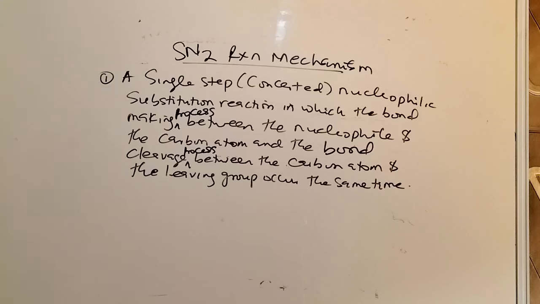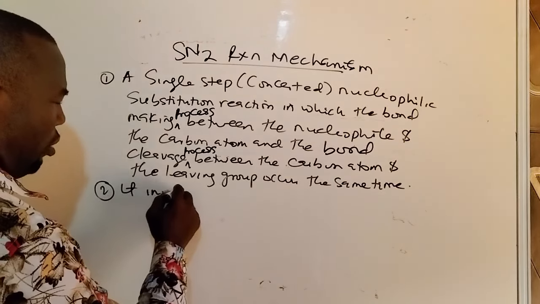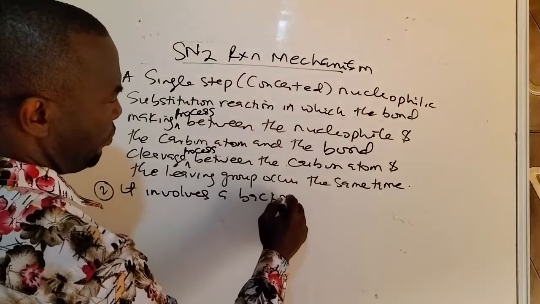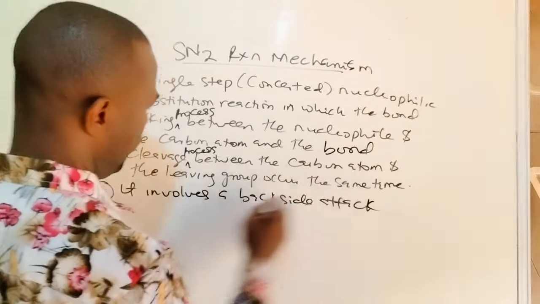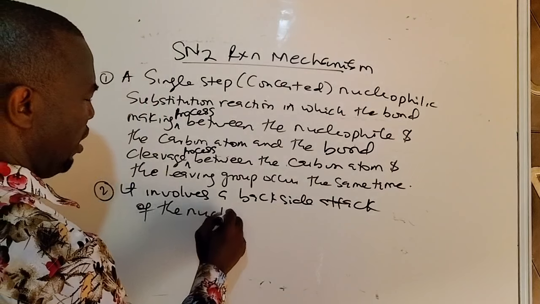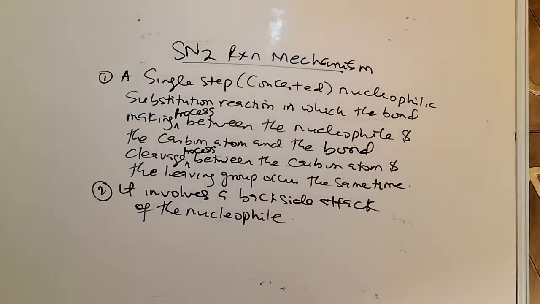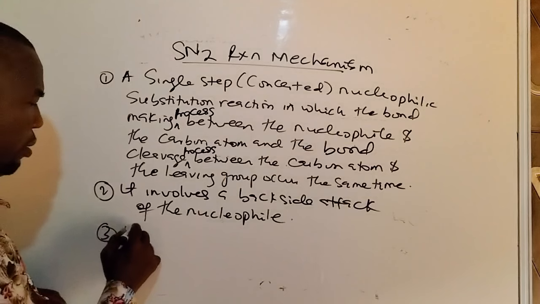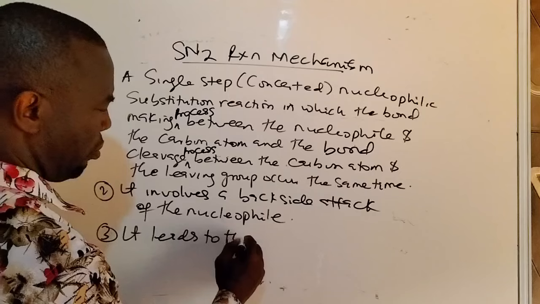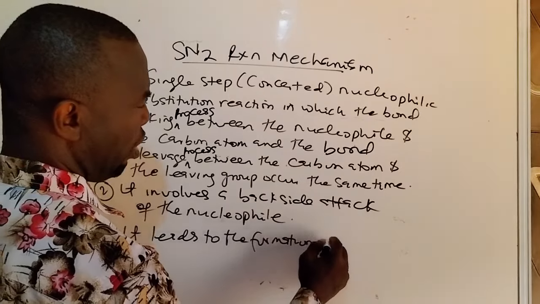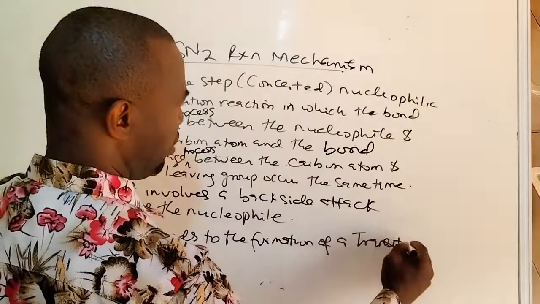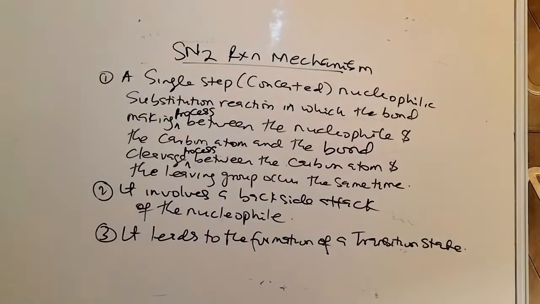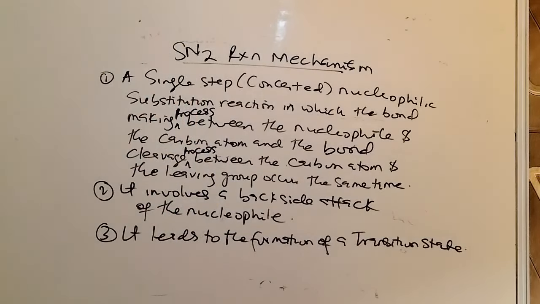So that is it. The second point we should know is that it involves what we call a backside attack of the nucleophile. So in this reaction, the nucleophile attacks the carbon from the back, or from the rear. So it involves a backside attack of the nucleophile on the carbon atom. The third point is that it leads to the formation of a transition state. So in this reaction, an unstable transition state is formed.